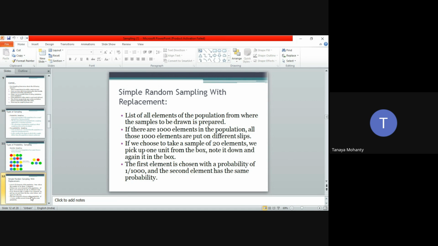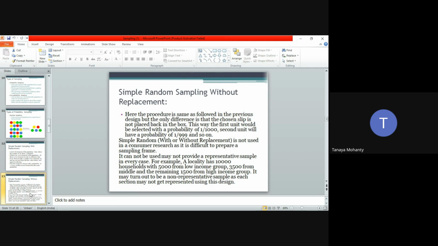So here the probability of every element being chosen is 1 out of 1000, and the second element also has the same probability, that is 1 out of 1000. As I told you, imagine a dice. Every time you throw the dice, there is this probability of 1 by 6. That probability doesn't get diminished. Got it?